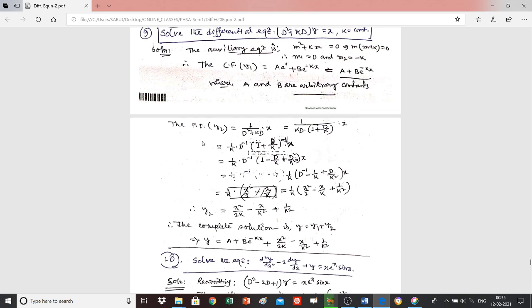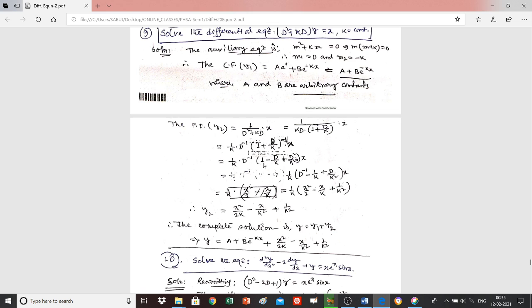Now we have the particular integral. The particular integral is 1 by d squared plus kd of x, that is equal to 1 by kd. You can write this kd as common. So 1 plus d by k, into x, that is equal to 1 by k, and this d will give d inverse. Then 1 plus d by k to the power minus 1, x. You can write this.